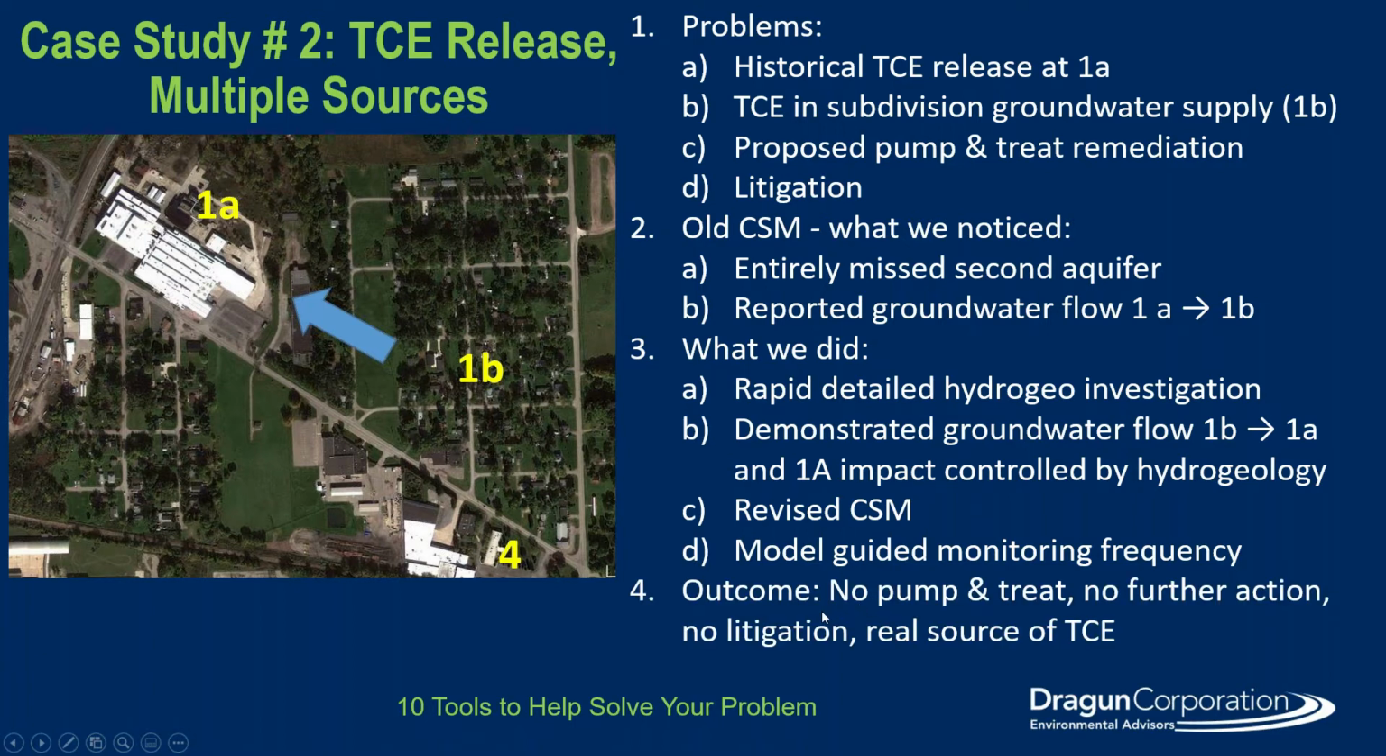So the outcome was no pump and treat was needed, saved the client millions of dollars. No further action eventually, because when the building was torn down, we did a remediation. There was no litigation for our client, and we determined that the real source of TCE came from number 4. This was another similar operation that was upgradient of the residents who had TCE releases.